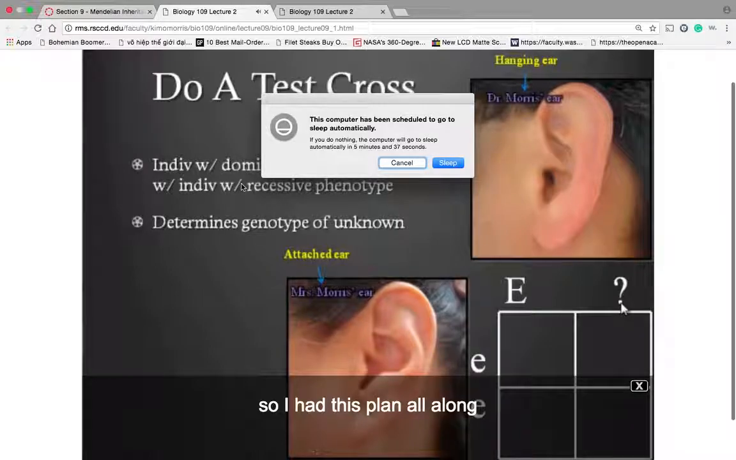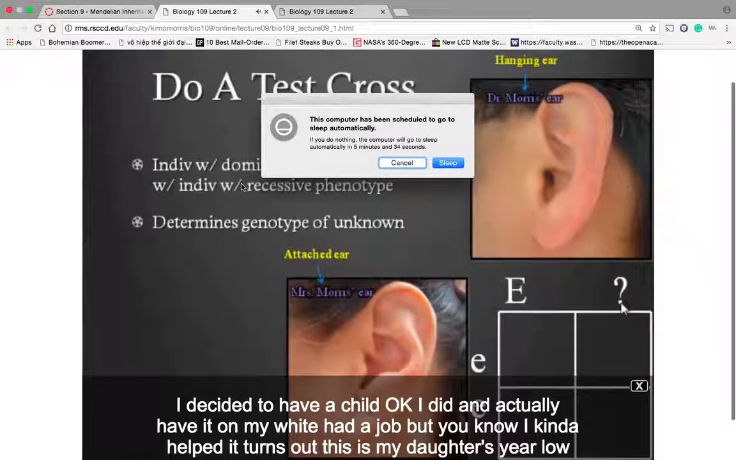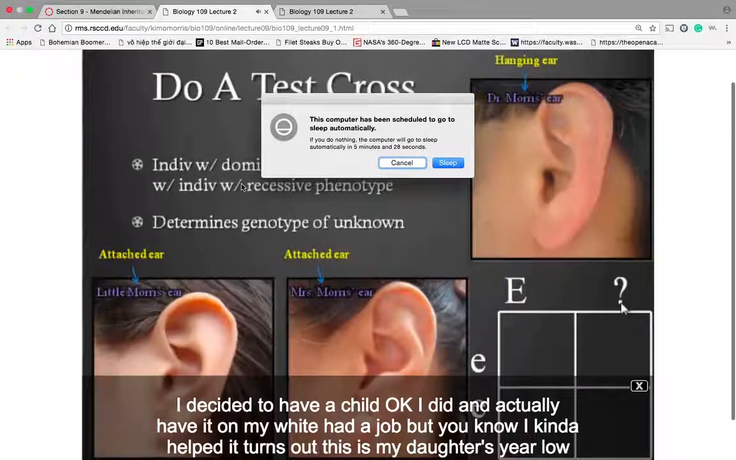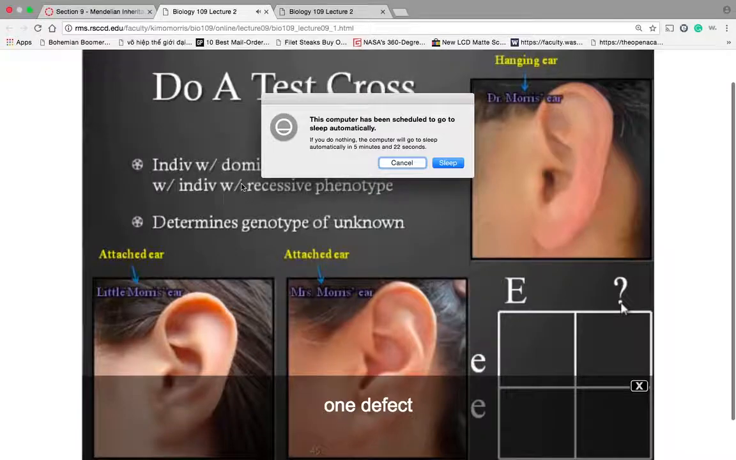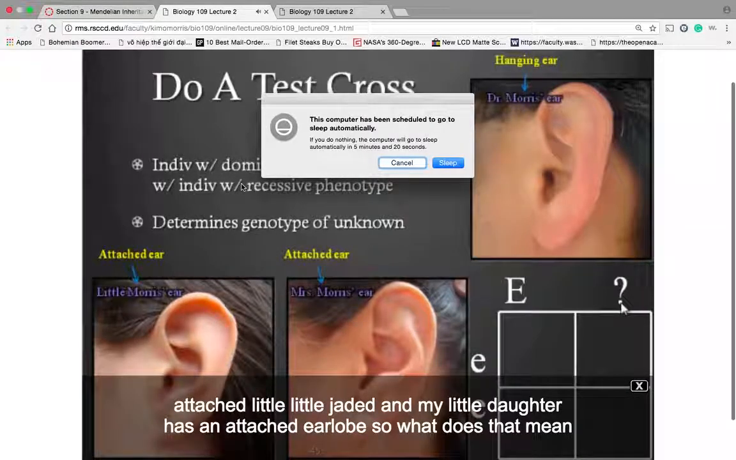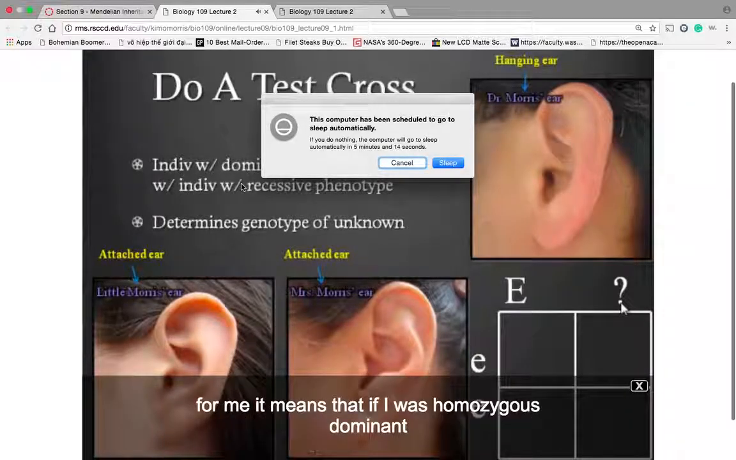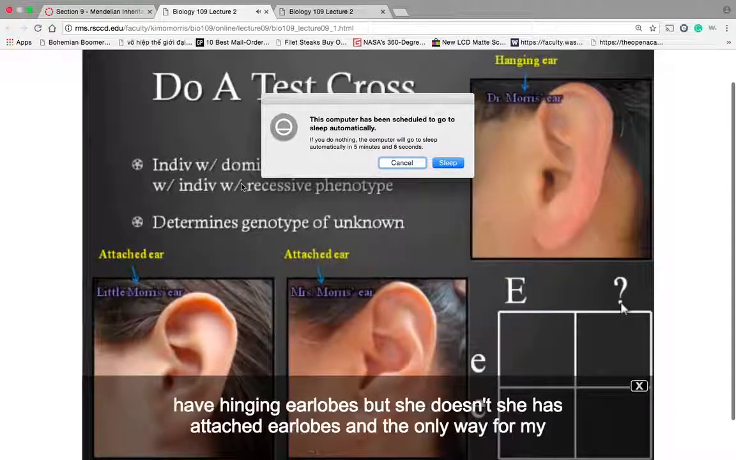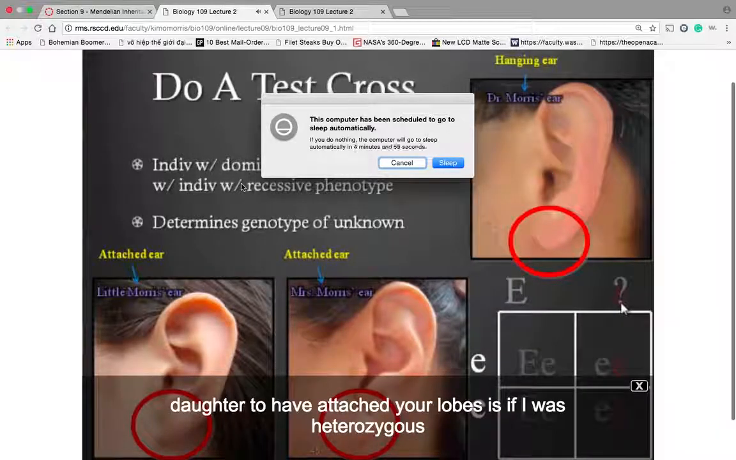So I had this plan all along. I decided to have a child. Okay, I didn't actually have the child. My wife had the child, but I kind of helped. And it turns out this is my daughter's earlobe. What do you think? Attached. Little Jade, my little daughter, has an attached earlobe, so what does that mean for me? It means that if I was homozygous dominant, my daughter would automatically have hanging earlobes. But she doesn't. She has attached earlobes. And the only way for my daughter to have attached earlobes is if I was heterozygote.